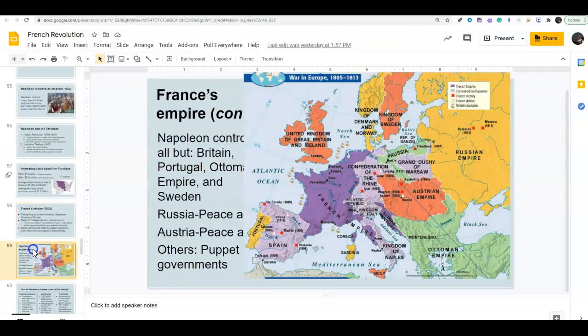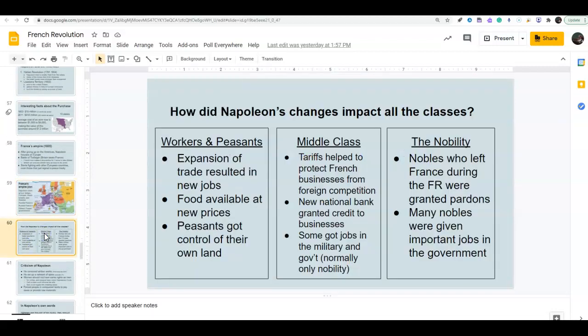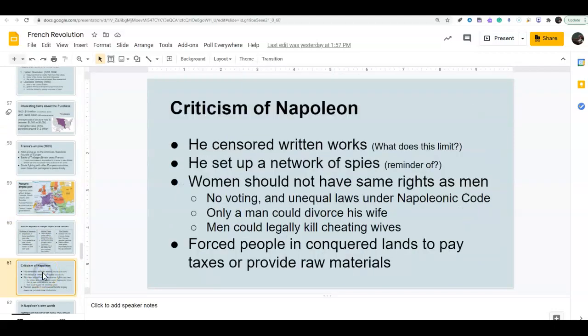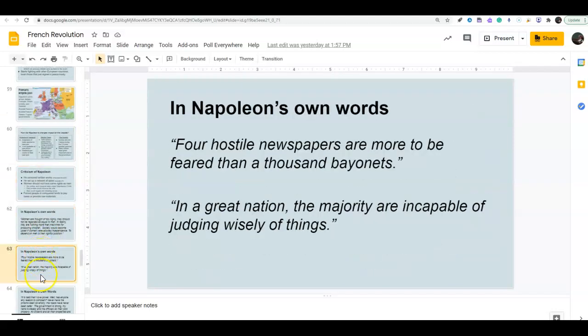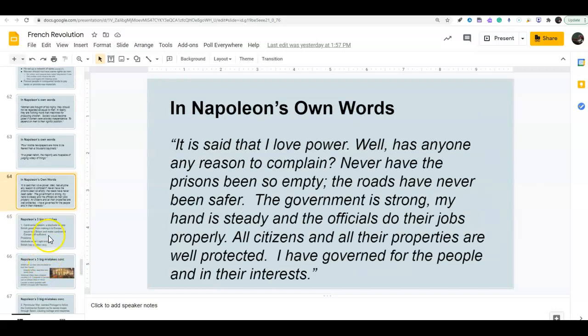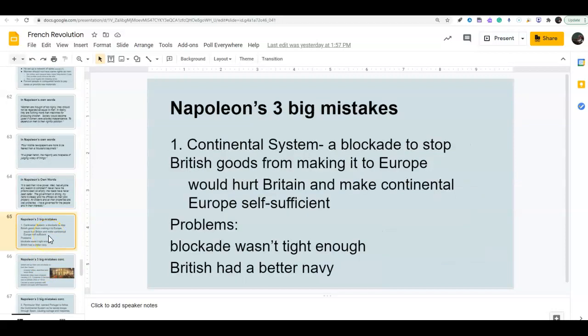So, France is going to start to create an empire, and things were running really well. Napoleon was in power, things were running great, and eventually things happen that start spiraling downward for Napoleon. And it all has to do with his hatred of Great Britain. So what he tries to do is create a continental system.